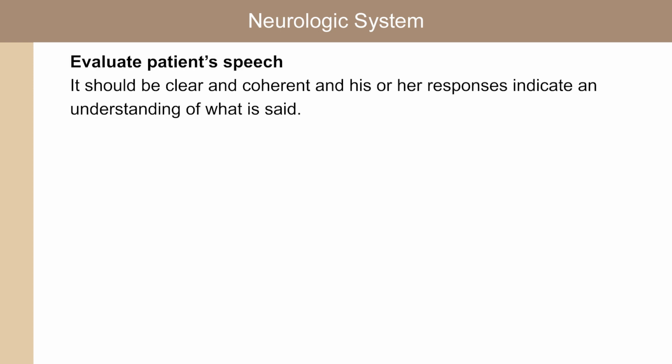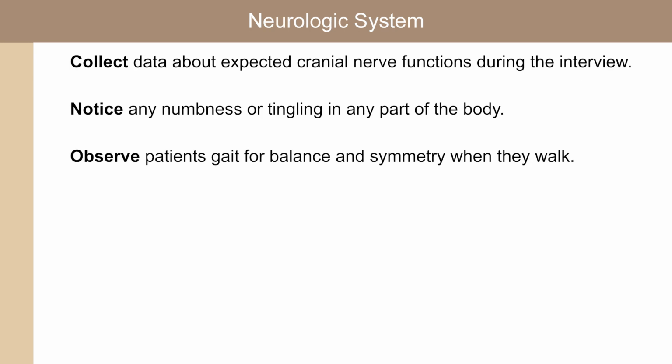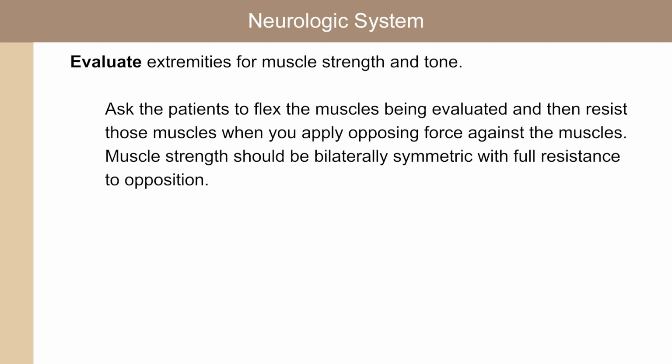Evaluate patient's speech. It should be clear and coherent, and his or her responses indicate an understanding of what is said. Collect data about expected cranial nerve functions during the interview. Also notice any numbness or tingling in any part of the body. Observe patient's gait for balance and symmetry when they walk. When evaluating extremities for muscle strength and tone, ask the patients to flex the muscles being evaluated, and then resist those muscles when you apply opposing force against the muscles.